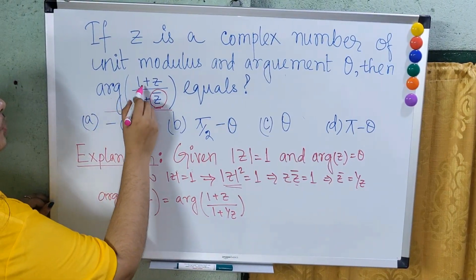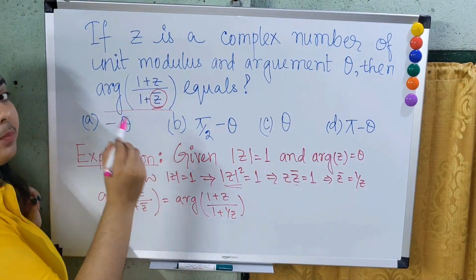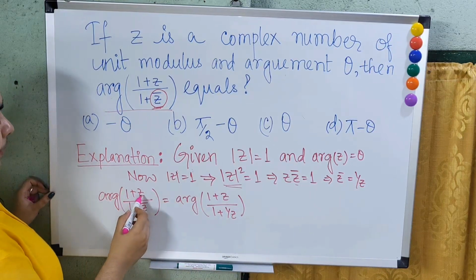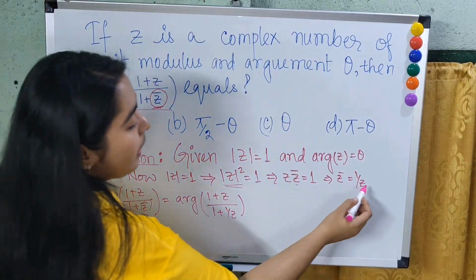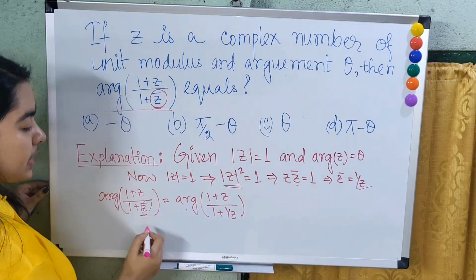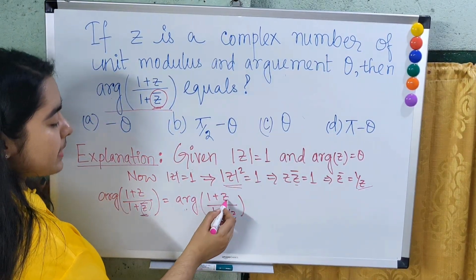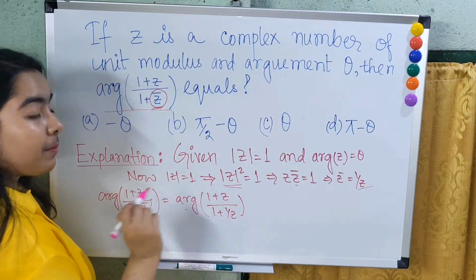That is the argument of (1 plus z) by (1 plus z bar). Now, here is this z bar. So substituting the value of z bar as 1 by z, we have this. That is the argument of (1 plus z) by (1 plus 1 by z).